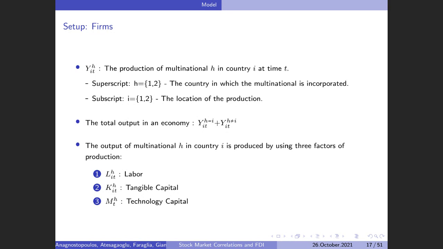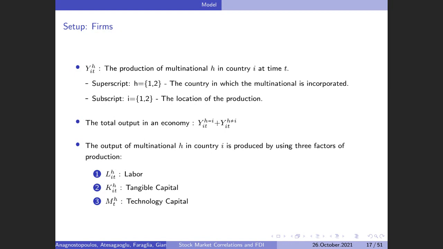So let's say we call US 1 and the rest of the world 2. So Y11 will show you the US firm's production in the United States. And Y12, H is 1, I is 2, is going to tell you the US firm 1 operating in the rest of the world 2. So superscript is the firm, subscript is the location of production.